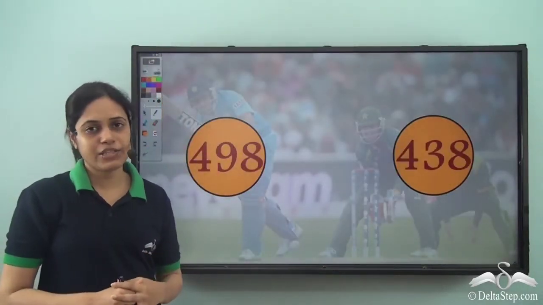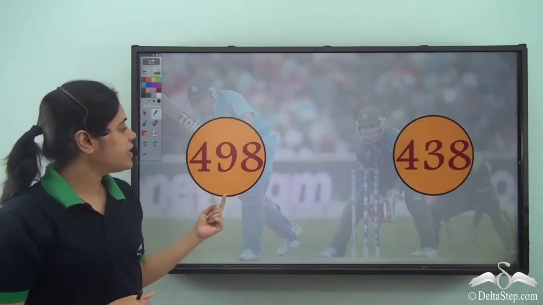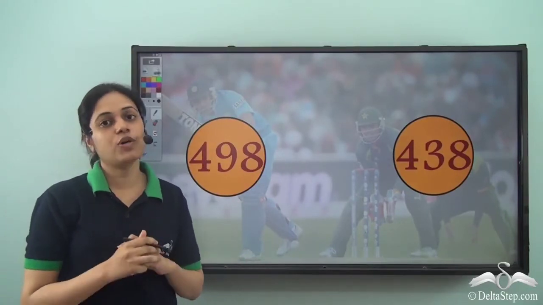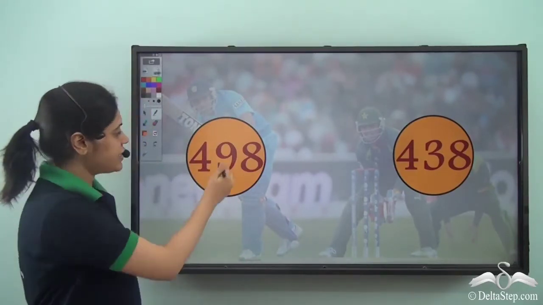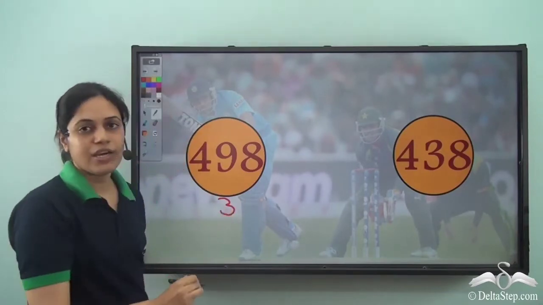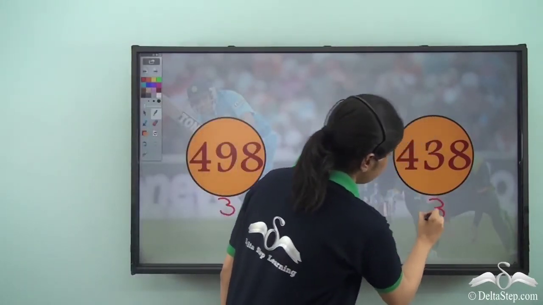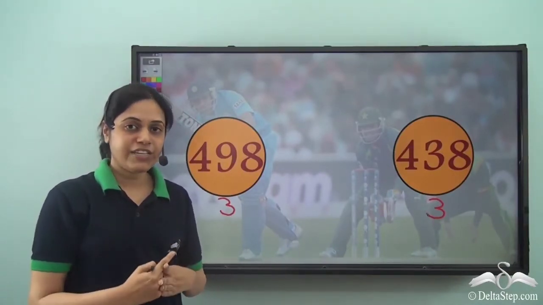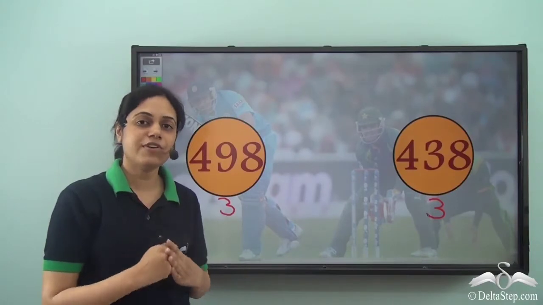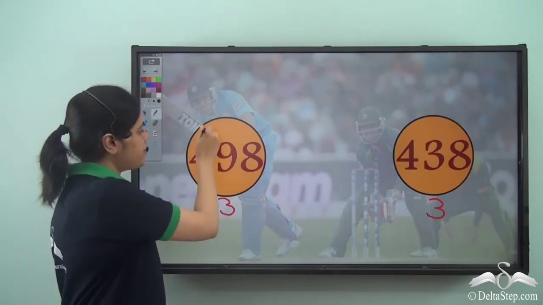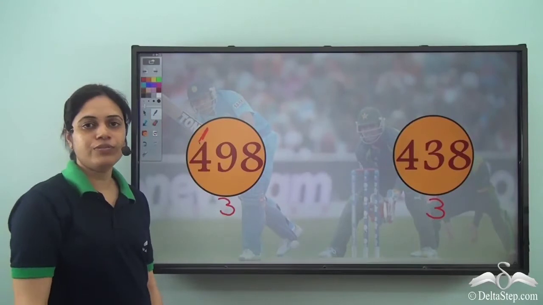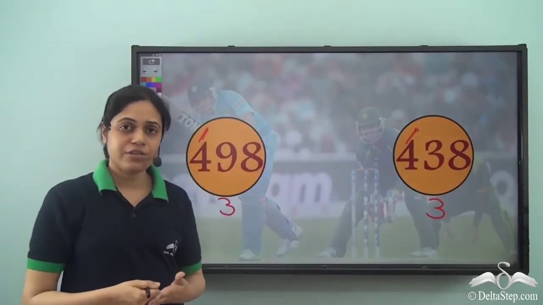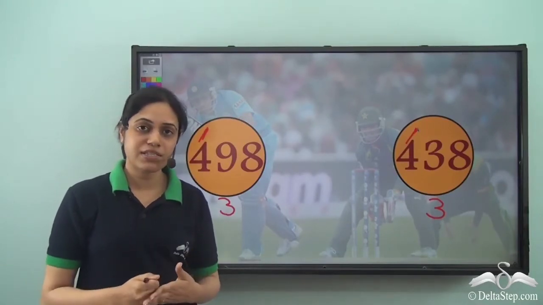Now let us compare these two numbers, 498 and 438. The first thing is to count the number of digits. We see that the number of digits here is 3 and the number of digits here is 3 again. What's the next trick? The next trick is to compare the first digits. The first digit is 4, and in this case, it is 4 again. So the first digits are the same in this case.